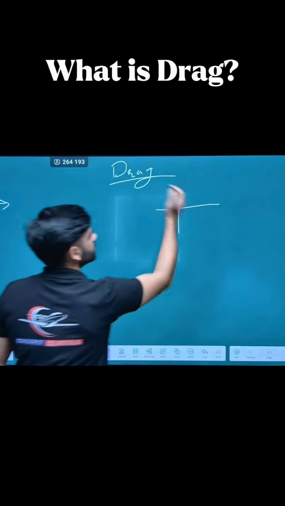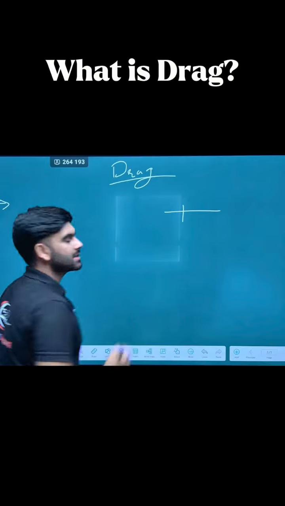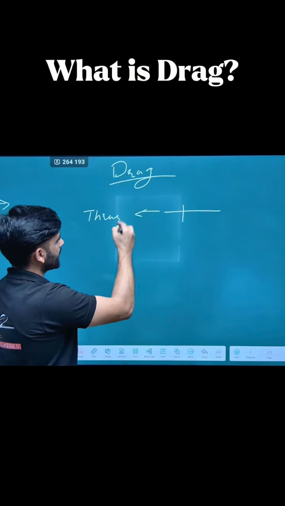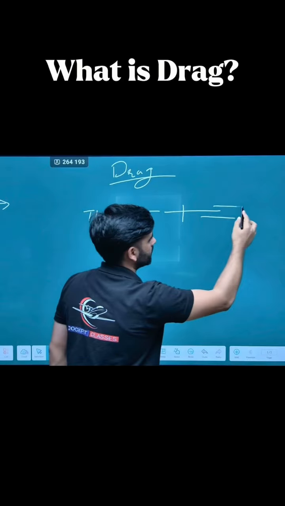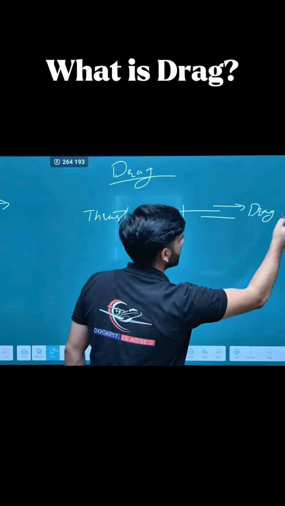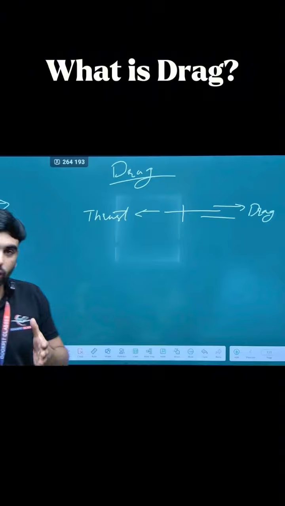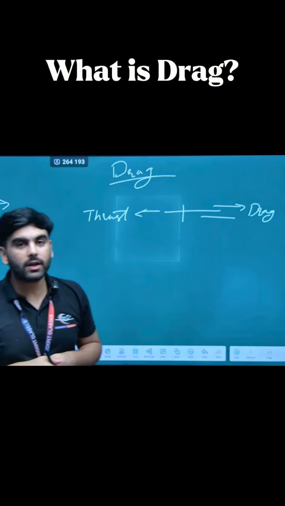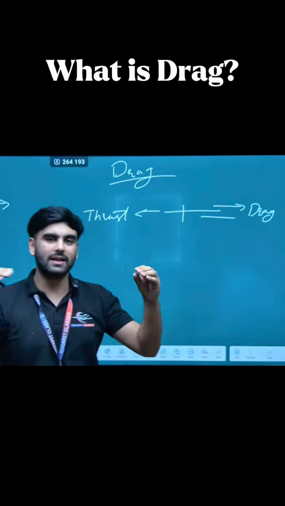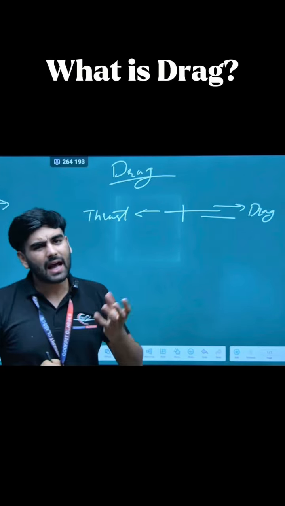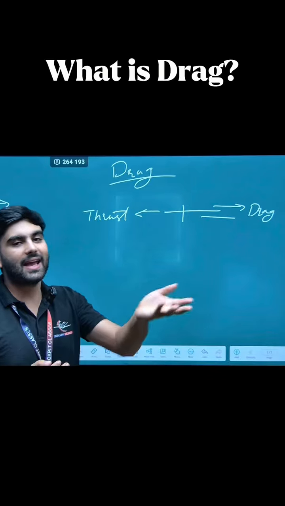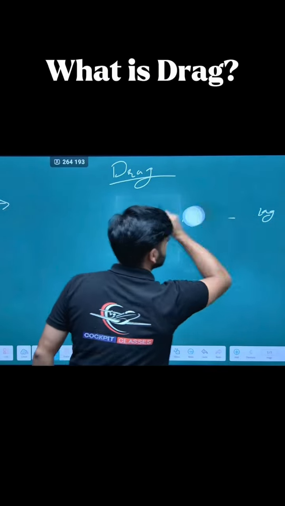Let's say this is my aircraft. In the forward direction there will be thrust, and in the backward direction there will be drag. So basically drag is a force that acts in the backward direction of the aircraft, and it is parallel to the relative airflow, basically the airflow that the aircraft cuts. And very importantly, it happens because of the air, basically the friction produced by the aircraft while flying in the air. So that is what drag is.